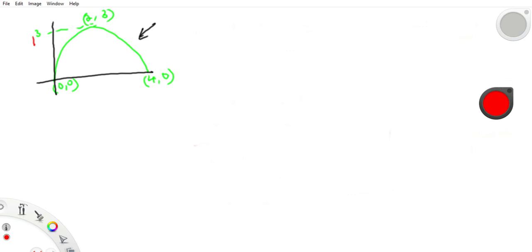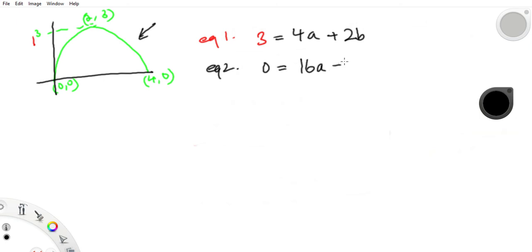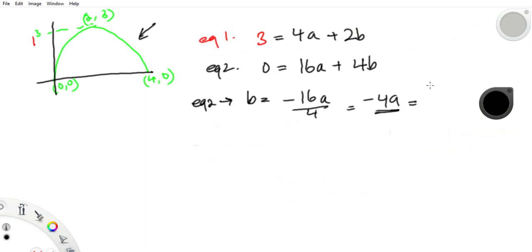Alright. So, we have one equation as 3 equals 4a. I don't know why it stayed red for that one. Plus 2b, and equation 2 is 0 equals 16a plus 4b. If I take equation 2 and make b the subject, we'll get minus 16a over 4, just minus 4a, which equals b. That seem fair? It seems fair to me.